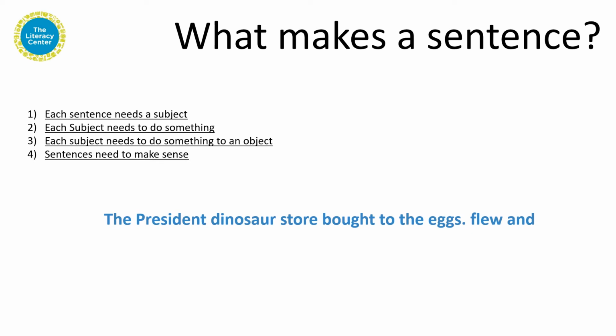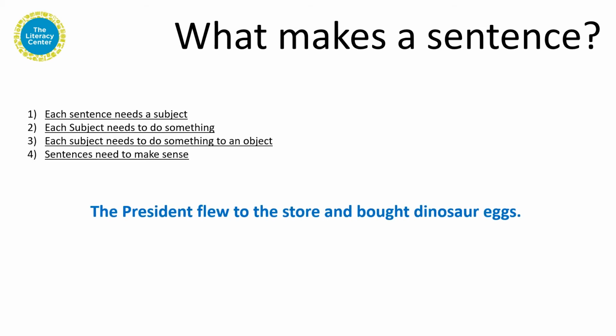Okay, so here's a string of words. The president dinosaur store-bought to the eggs flew and. Well, we know it doesn't make sense. For one thing, the period there at the very end isn't actually at the end, it's 2 words before the end, and periods go at the end of a sentence. So this doesn't really look right to me. But if we put them in the right order, the president flew to the store and bought dinosaur eggs. That does make sense. This is a sentence.